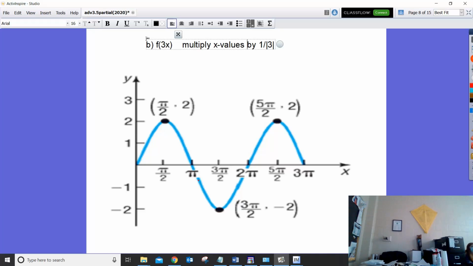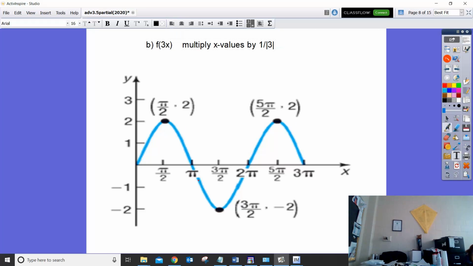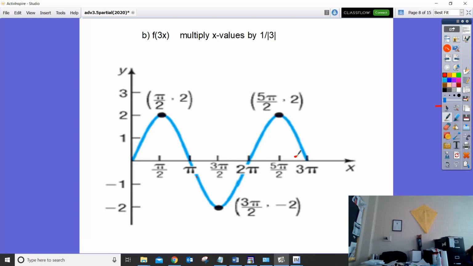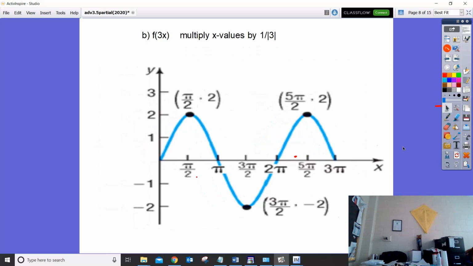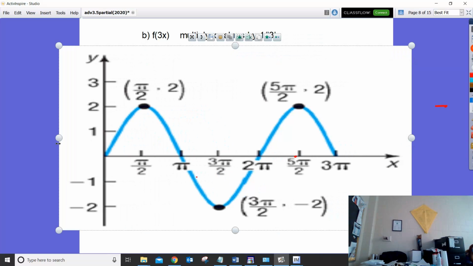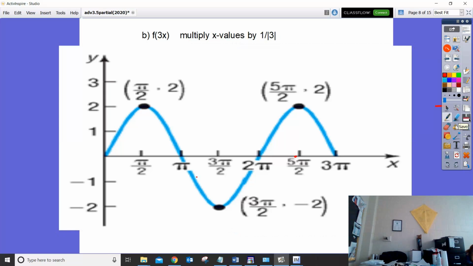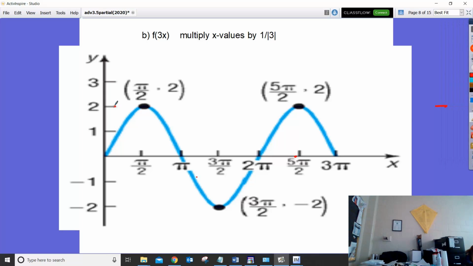Take pi over 2 and divide it by 3. Divide by 3, you do the multiplication in the denominator. You just put a 2 times 3 down in the denominator. What's pi over 2 divided by 3? Pi over 6. So this point right here is still going to have a y value of 2. I'll make my grid bigger so it's easier to draw. But it's going to be pi over 6 instead.